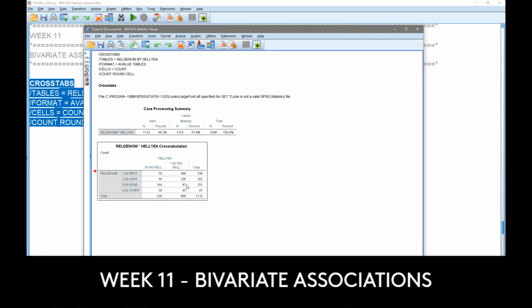This next box here is the cross tabulation. We can see here on the left, the rows indicate the 4 denomination categories: Protestant, Catholic, no religion, and other. And the columns: no, I don't believe in hell. Yes, I do believe in hell. Down here you get a simple total, and right here you get a simple total as well.